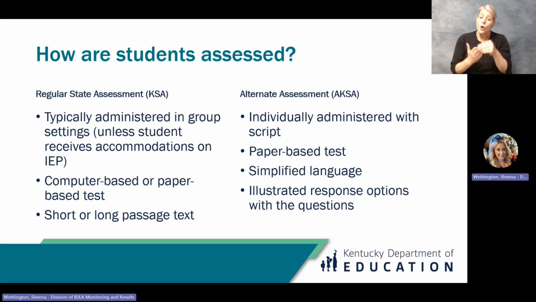For students completing the regular state assessment, typically most assessments are administered in a group setting with no accommodations. Some accommodations require students to be assessed in a one-on-one setting. For students completing the alternate assessment, the test administration always occurs in a one-on-one setting with an adult using a script to administer the test. The alternate assessment allows for more simplified language in the instructions, questions, and response options. The alternate assessment includes both text and pictures.